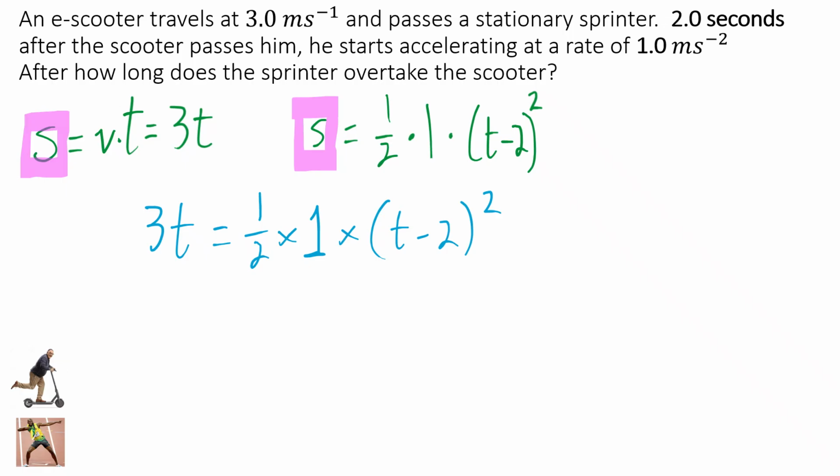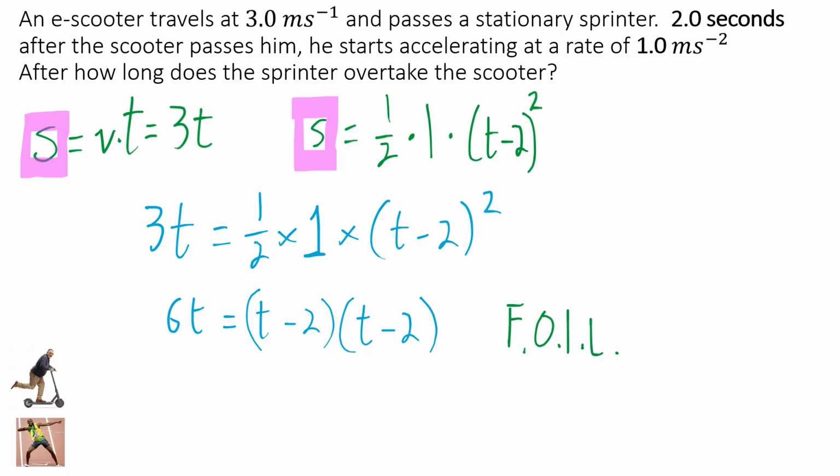My first thought was to multiply a half by 1 because that's easy, and then multiply both sides by 2, and this gave me 6t. Then I expanded the square, and I was like, this is beginning to look a little bit like a quadratic, and I can certainly get it there by applying the FOIL method.